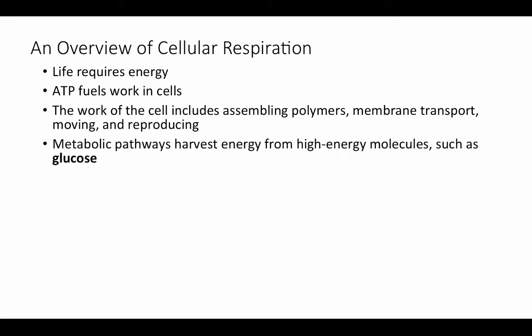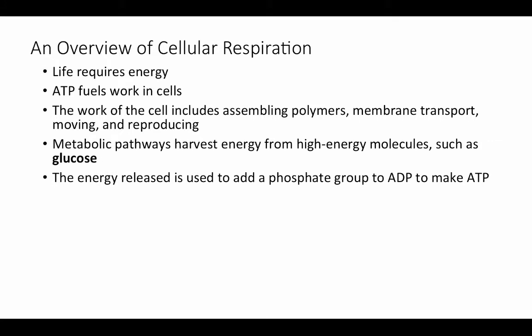So metabolic pathways harvest energy from high energy molecules such as glucose. Glucose contains a lot of energy, but we can't just burn all that energy in one explosive reaction. We need to do it in a very controlled way and actually harvest that energy so that it's not simply lost as heat. So the energy released is used to add a phosphate group to ADP to make ATP. That is the end game in all of this. This is the goal that we're moving toward in both this web lecture and the next one.